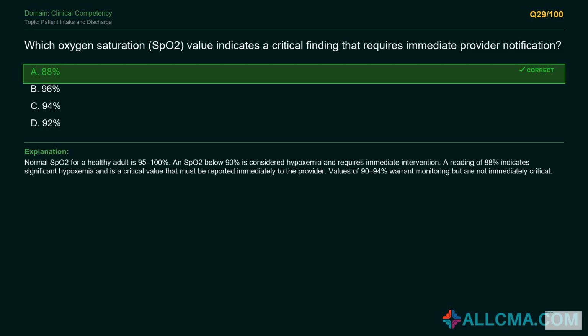The correct answer is A. Normal SpO2 for a healthy adult is 95 to 100%. An SpO2 below 90% is considered hypoxemia and requires immediate intervention. A reading of 88% indicates significant hypoxemia and is a critical value that must be reported immediately to the provider. Values of 90 to 94% warrant monitoring but are not immediately critical.